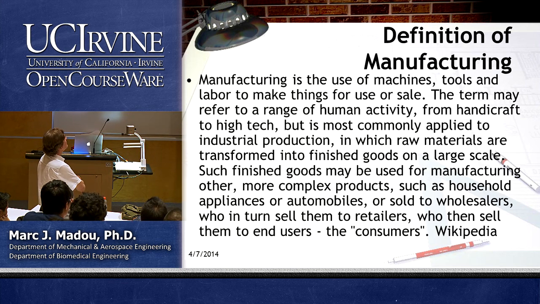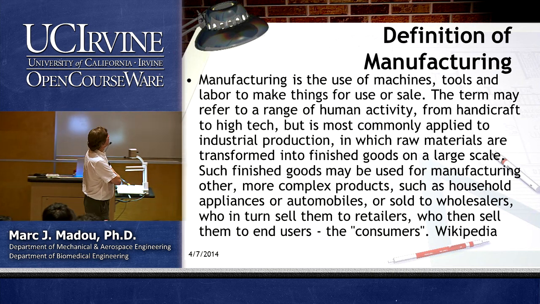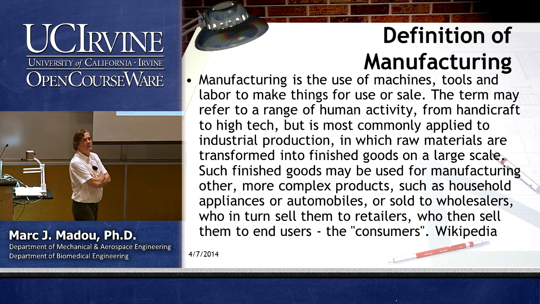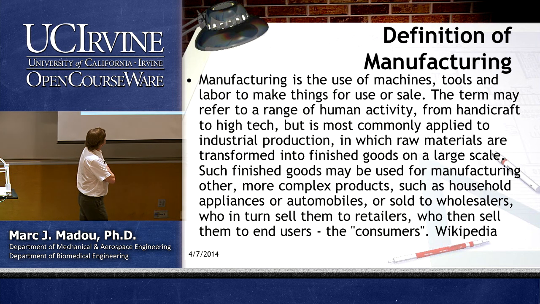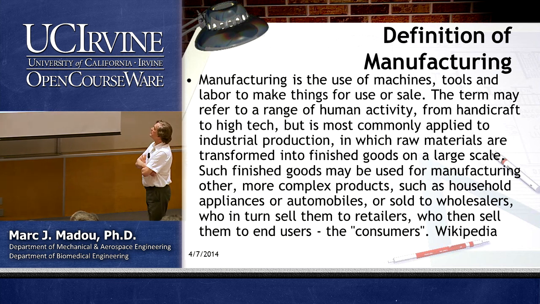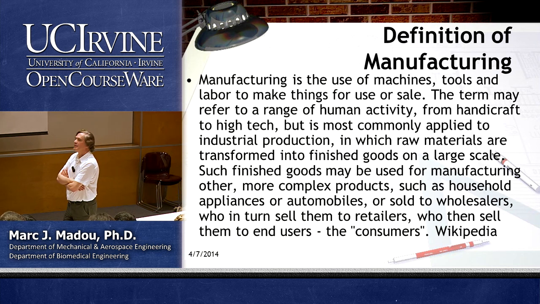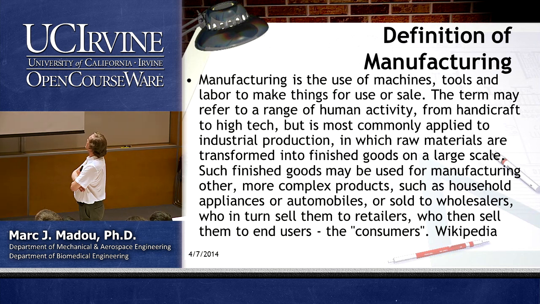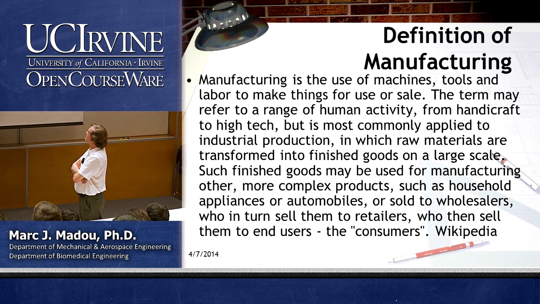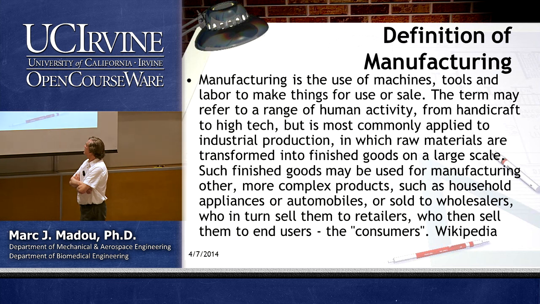Manufacturing is the use of machine, tools, and labor to make things for use or sale. The terms may refer to a range of human activities from handicraft to high-tech, but it is most commonly applied to industrial production, in which raw materials are transformed into finished goods on a large scale. Other more complex products such as household appliances or automobiles are sold to wholesalers who in turn sell them to retailers, who then sell them to end users, the customers.